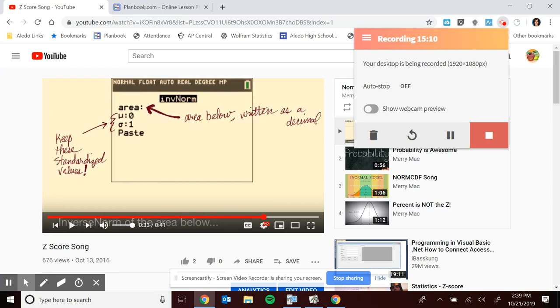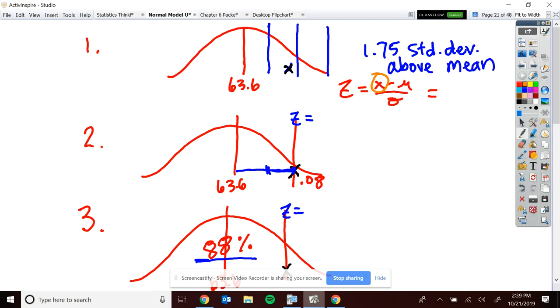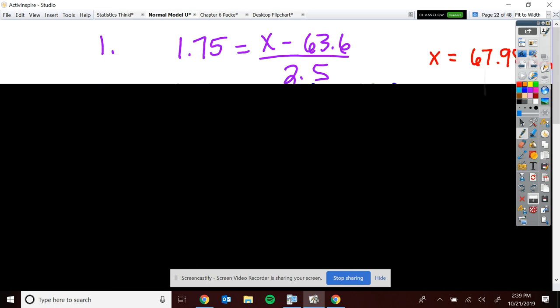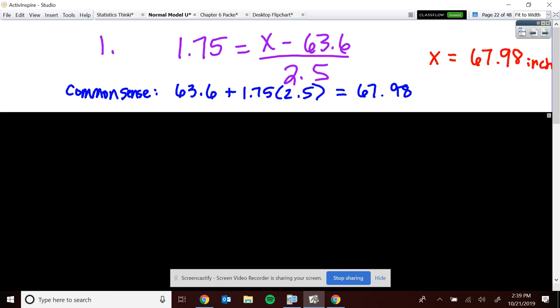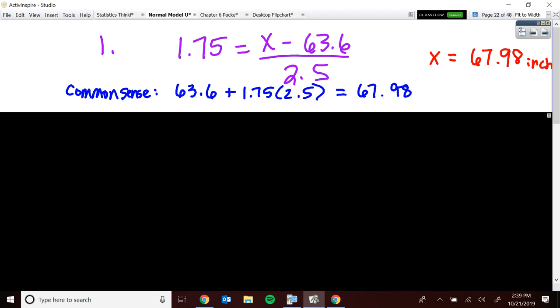Okay, so let's see what's happening. Number one mistake that I see, well, a couple things. On problem number one, you could do it two ways, and it depends on how your brain works. Do you think, I just need a formula to plug it into? That's what I have here in purple. There's your z-score, 1.75, and that equals x minus the mean over the standard deviation, and then you solve algebraically.